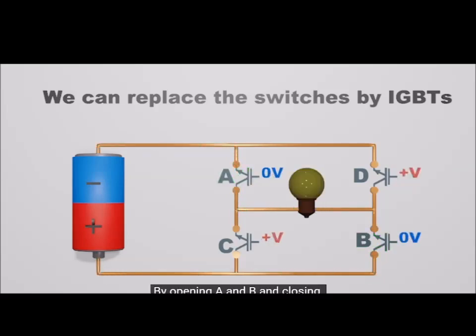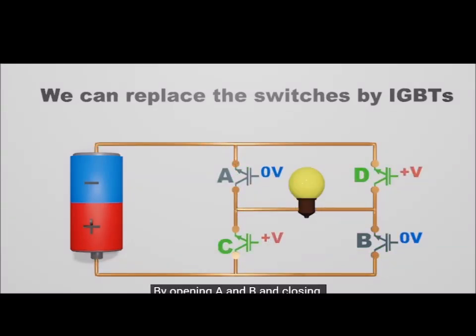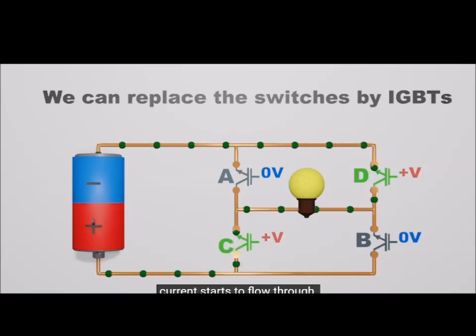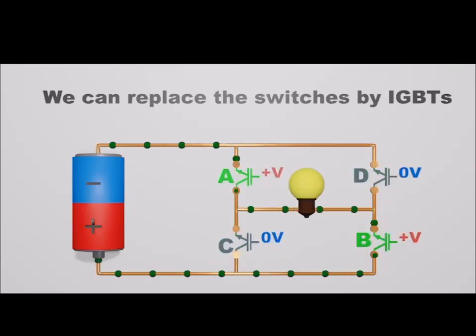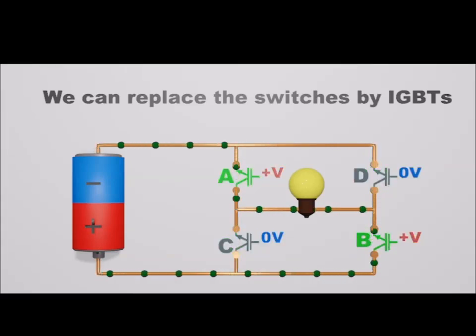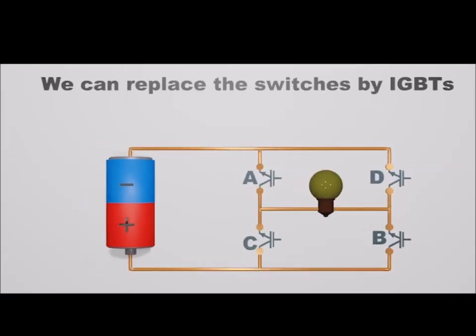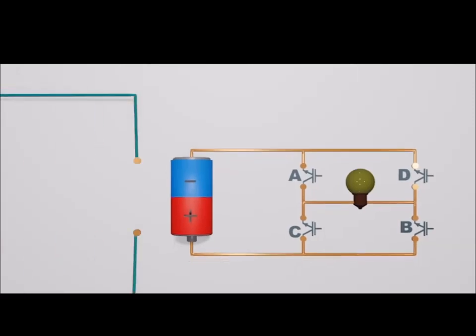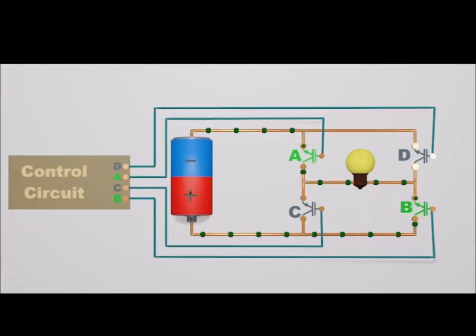By opening A and B and closing C and D at the same time, current starts to flow through the bulb from right to left. Likewise, turning the IGBT switch pairs on and off reverses the current direction. That means alternating current is generated. To work these IGBTs correctly, accurate control signals must be provided to A, B, C, and D. These control signals are generated by a separate circuit which can control the frequency of the output AC signal.